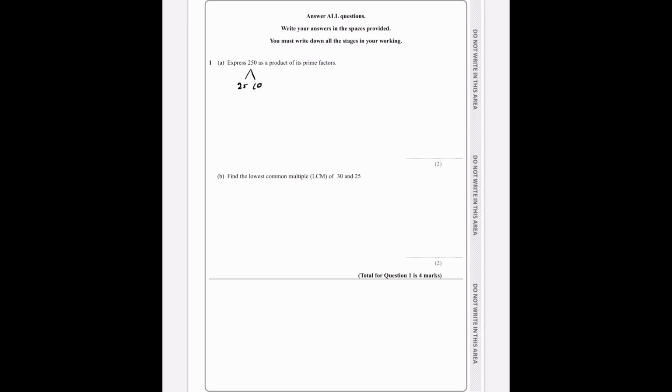Alright, question number 1, writing 250 as the product of its prime factors. I have split that up into 25 and 10, which splits up into 5 and 5 and 2 and 5, so it's 2 times 5 cubed.